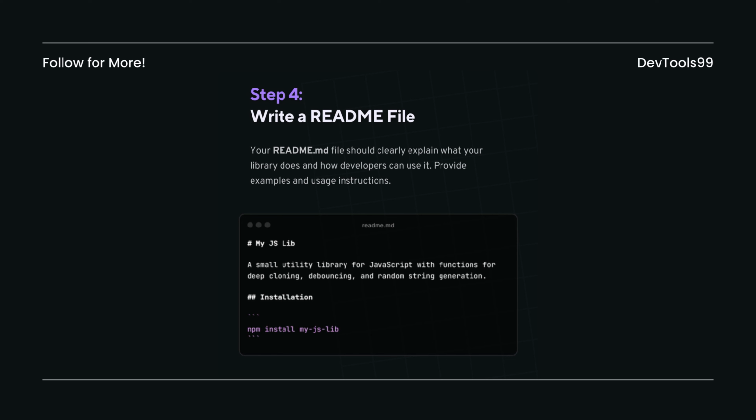Step 4. Write a README file. Your readme.md is the documentation for your library. This is the first thing developers will see when they explore your library, so it's crucial to make it clear and informative. In the README, explain what your library does, provide an overview of its purpose, how to install it, give instructions on how to download and include your library in a project, how to use it, and include detailed examples and code snippets showing how your library works. Good documentation is key to ensuring that other developers understand how to use your library effectively.